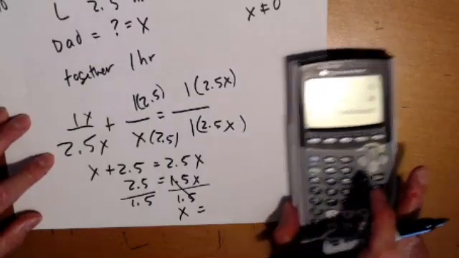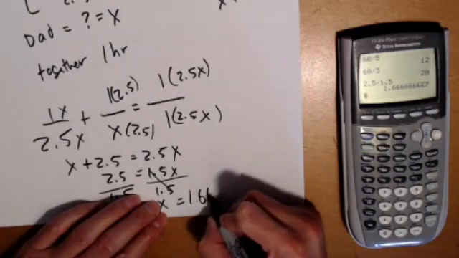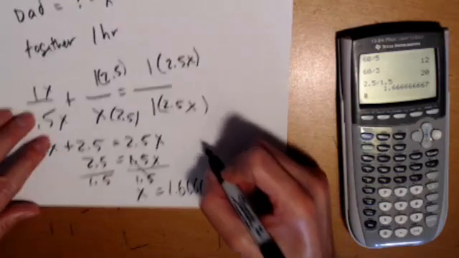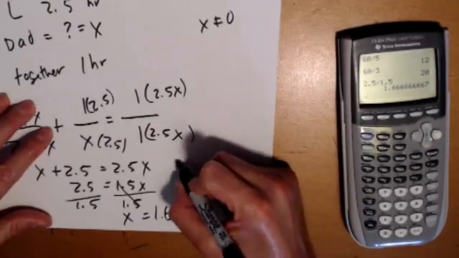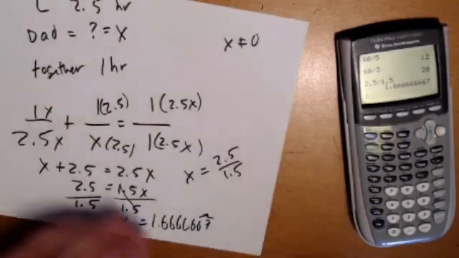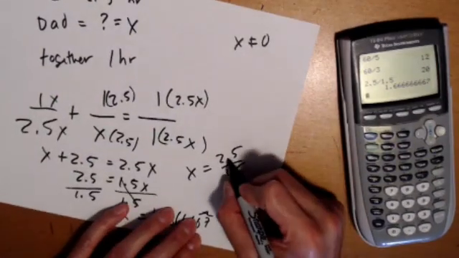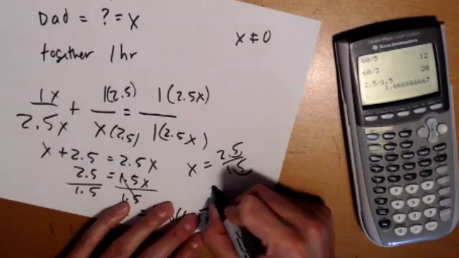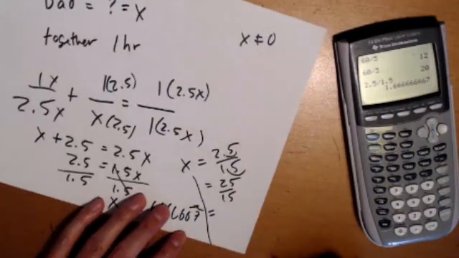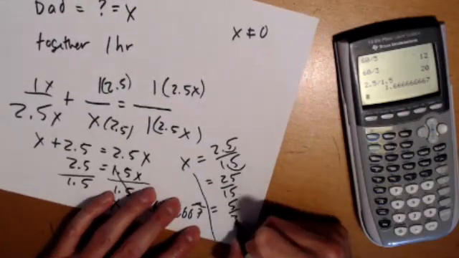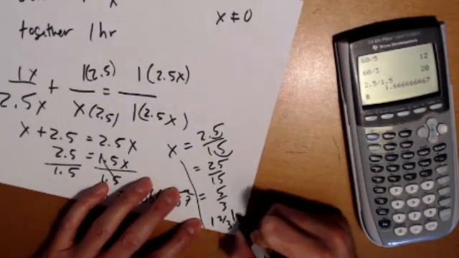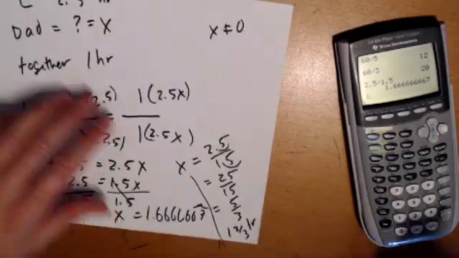Enter. 1.6666667. Okay. So what if instead, if you're not good with decimals, what if we said x is 2.5 over 1.5? And then you can just move the decimal. So if I move the decimal 1 up top, I can move it 1 below. So this is just 25 over 15. And 5 goes into both, which is 5/3, which is 1 2/3. So how long is it going to take? 1 2/3 hours.